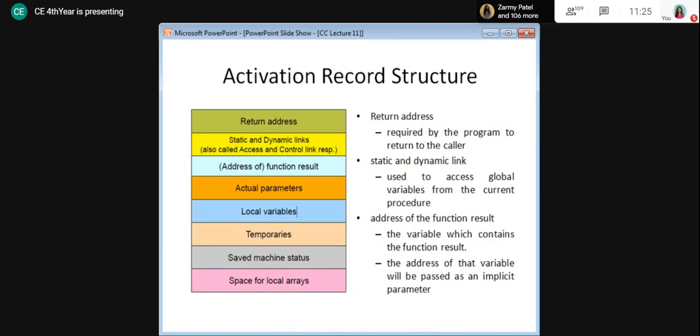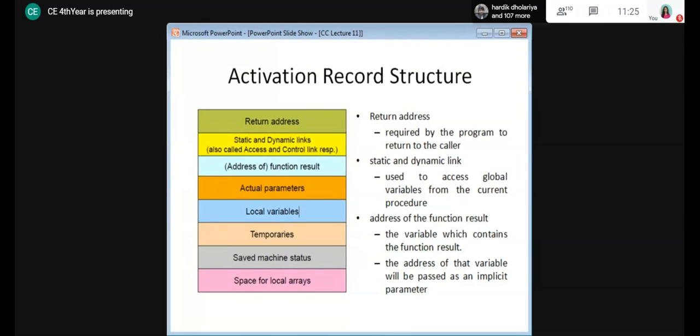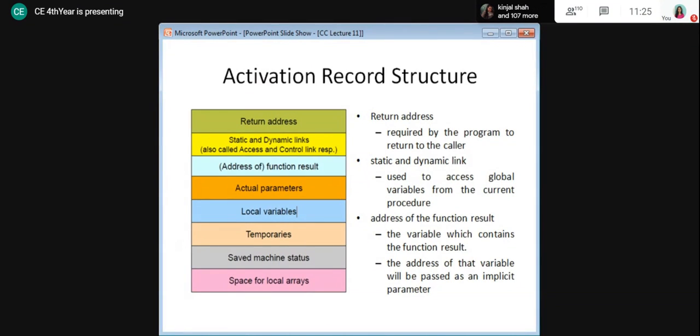So the return address is required by the program to return to the caller, right? If a procedure is called, it may be called from another procedure. Suppose procedure P is called from main. Then the return address will be required by our procedure P to return to the caller. So whoever has called it, it has to store its return address.